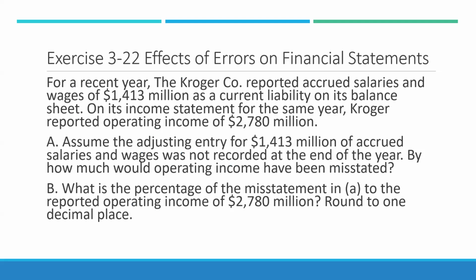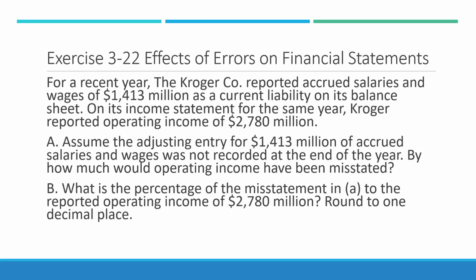For a recent year, Kroger reported accrued salaries and wages of $1,413 million as a current liability on its balance sheet. On its income statement for the same year, Kroger reported operating income of $2,780 million. Assume the adjusting entry of $1,413 million of accrued salaries and wages was not recorded at the end of the year. How much would the operating income have been misstated? Wouldn't it have been $1,413 million?